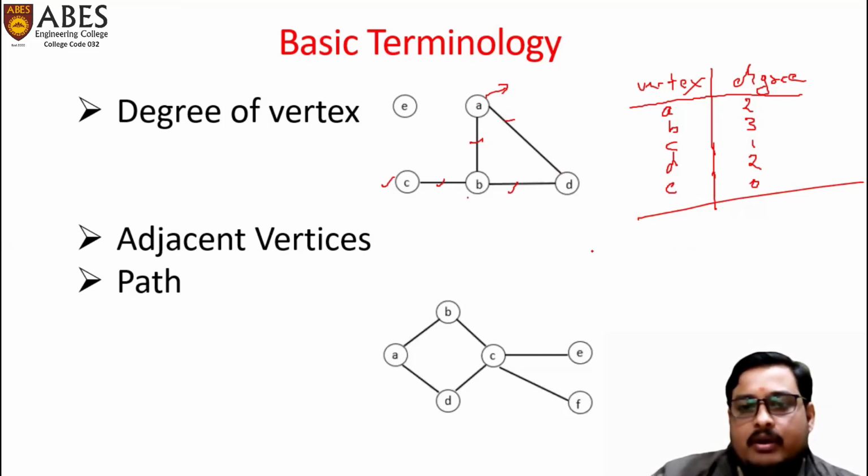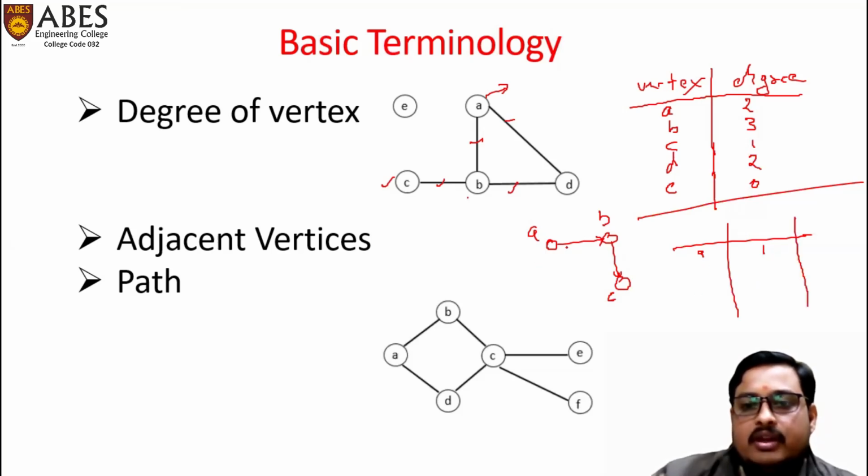If we have a directed graph like this, with vertices A, B, and C, we have to calculate in-degree and out-degree. The out-degree of A is 1, but the in-degree is 0 because there are no incoming edges at A. So the in-degree is 0 and the out-degree is 1.